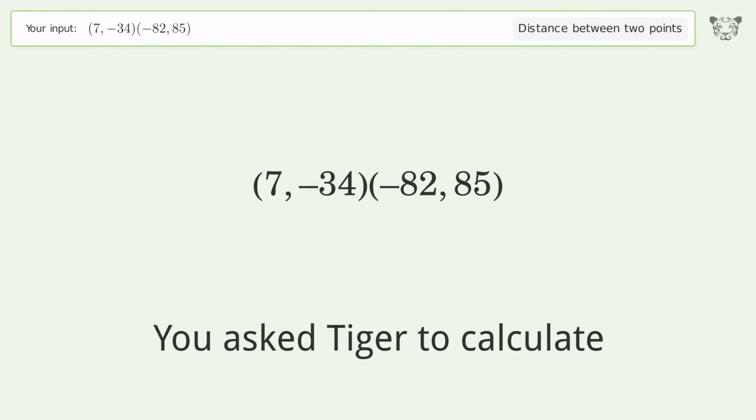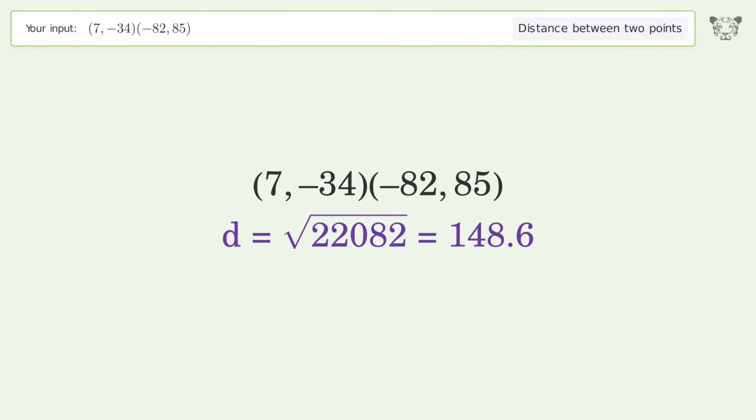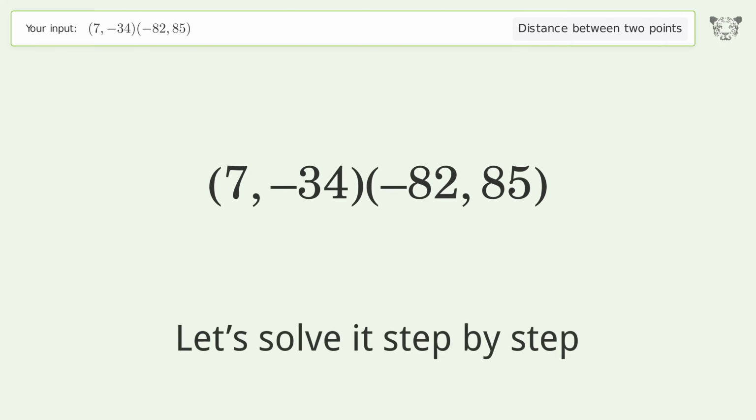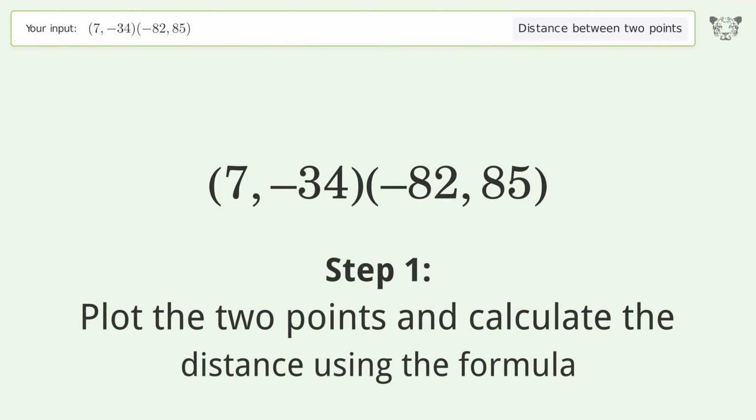You ask Tiger to calculate. This deals with the distance between 2 points. The distance between the 2 points is the square root of 22,082, or 148.6. Let's solve it step by step. Plot the 2 points and calculate the distance using the formula.